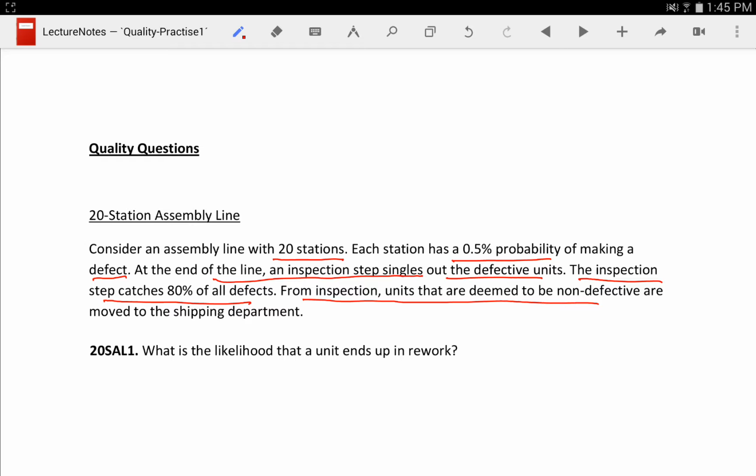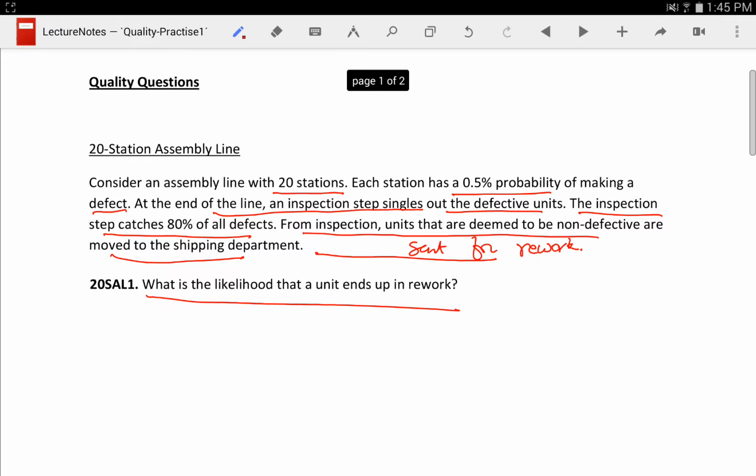From inspection, whatever units are deemed to be non-defective are moved to the shipping department. I probably did not finish the question. I should have said the ones which are deemed defective are sent for rework. The first question asks, what is the likelihood that the unit ends up in the rework?